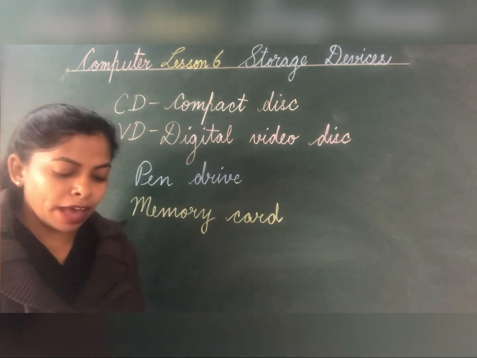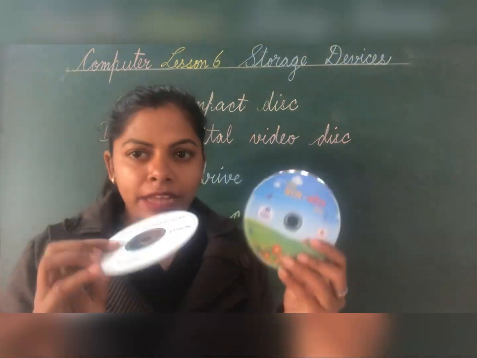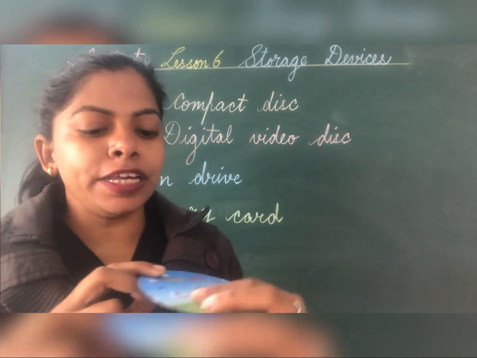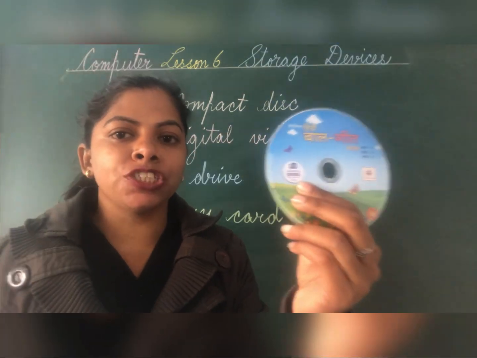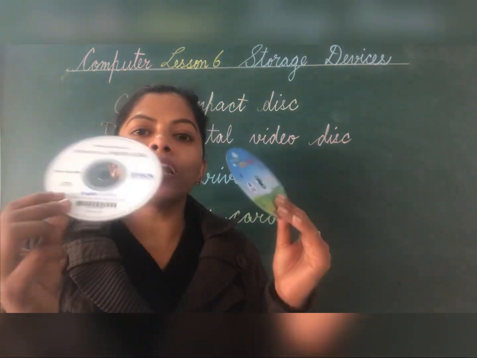Now children, I am having two storage devices in my hand. First one is CD. Here it is written compact disc. And here it is written DVD. Full form of DVD is digital video disc. Both are round in shape, children.